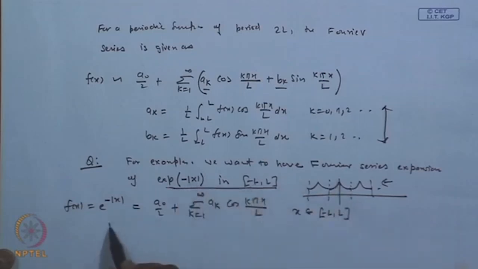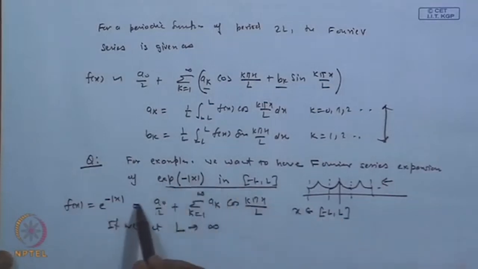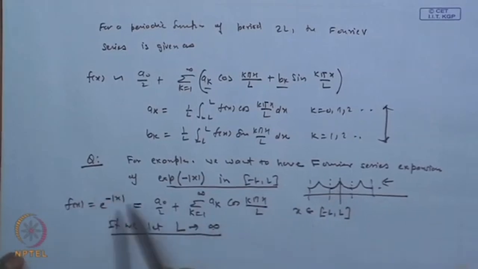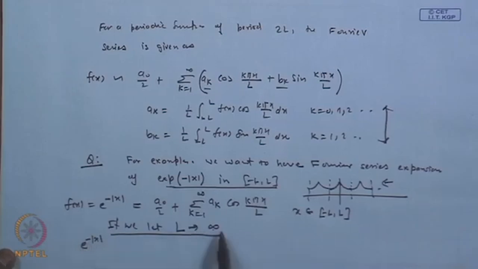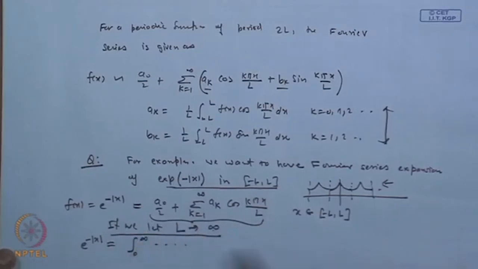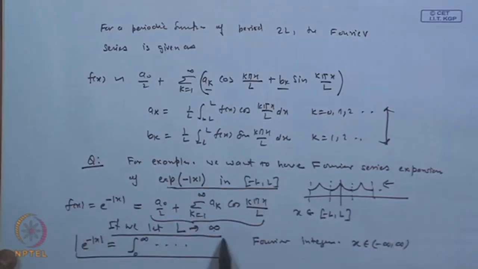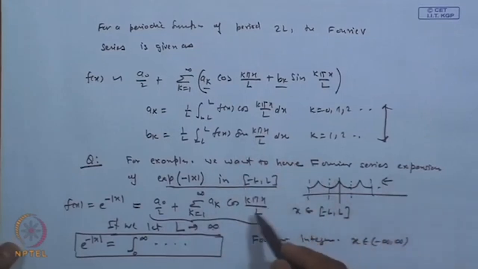But now what will happen if we let L tend to infinity? For any L we can represent this function by this Fourier series, but this is the limiting case: what will happen as L tends to infinity. Just note that in that case we cannot have this periodic continuation, we have a non-periodic function. So we will see today that we can still represent this function as L tends to infinity, and then instead of this sum and series we will get an integral form, and this is called the Fourier integral, and this will be valid for all x from minus infinity to plus infinity. So this is the main objective of this lecture, how to represent a non-periodic function with the idea we already had in the last lecture of Fourier series.